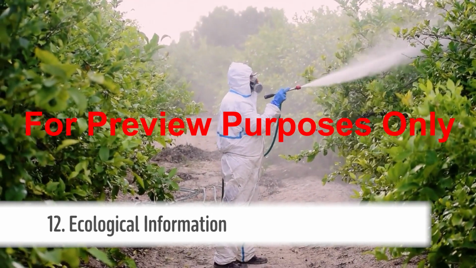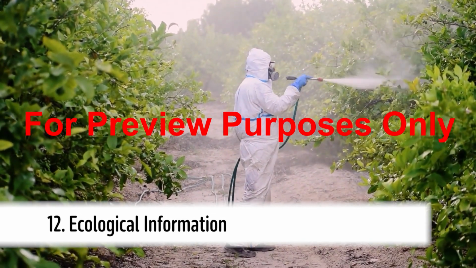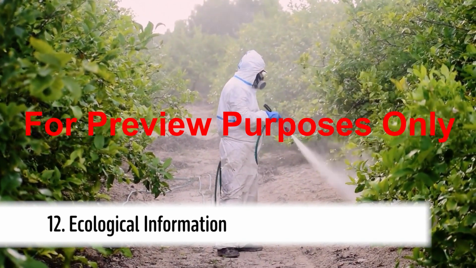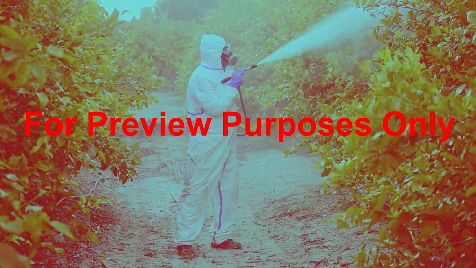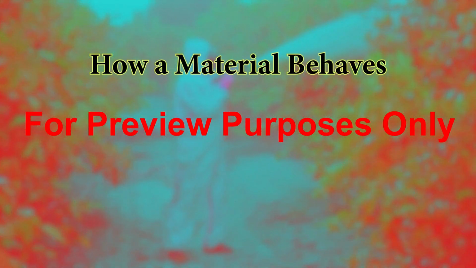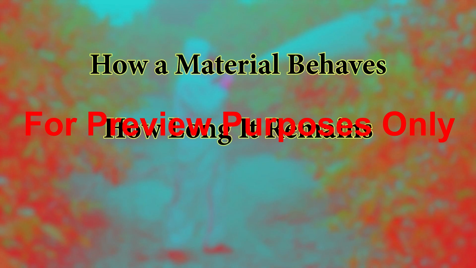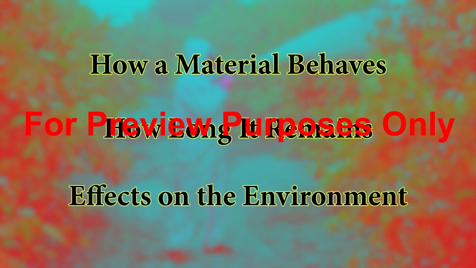Section 12, Ecological Information, discusses the environmental impact a chemical can have if it leaks or spills. It describes how the material behaves when it is released into the earth, air, and water, how long it can remain in these elements, and what effects it can have on plants, wildlife, and other aspects of the environment.